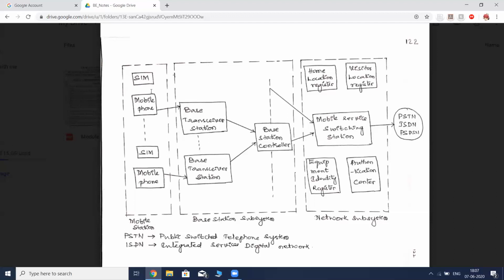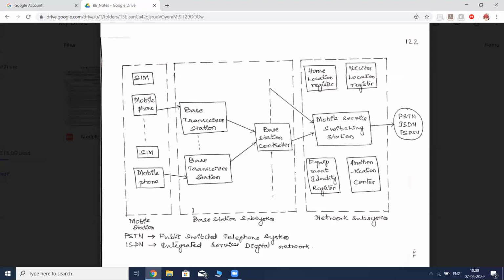Once you want to make a call, the first thing is you need to get connected to the tower, the nearest one in that particular cell. That tower is called the base transceiver station. Because the geographical area is large, you will have many base transceiver stations.